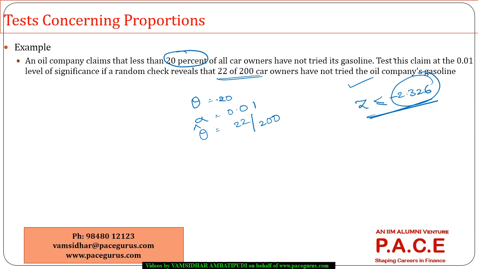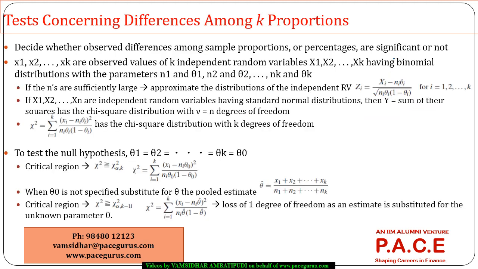Alright. Then, moving a little bit forward, trying to see the tests associated with differences among the k proportions. I am not just looking at theta equal to theta naught kind of stuff. I am looking at different proportions. So theta 1 equal to theta 2 equal to theta 3 kind of stuff. So I am trying to look at whether the observed differences among the sample proportions are significant or not significant.